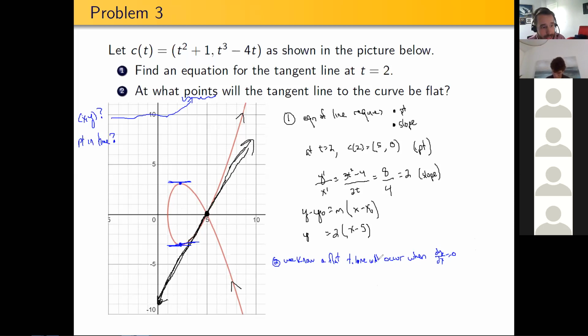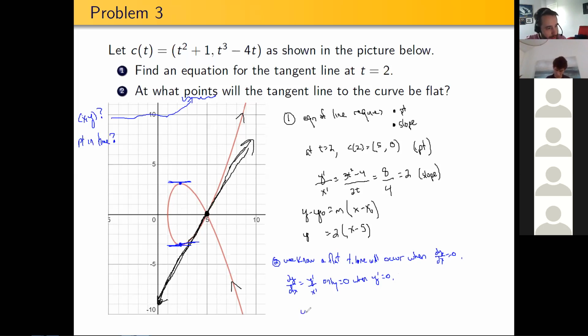But dy over dx, well, that was just equal to, right? dy over dx, that was equal to y prime over x prime. And we know that only equals 0 when y prime equals 0. Right? So that fraction will only equal 0 when the numerator equals 0. So now we have actually turned this into a tangible problem. Let's look at our y. Let's calculate y prime. And let's see where y prime equals 0.